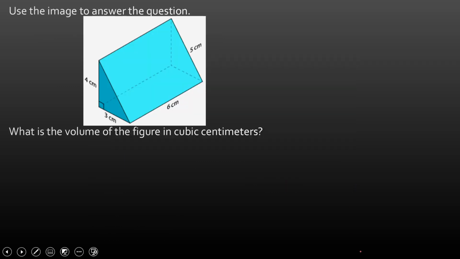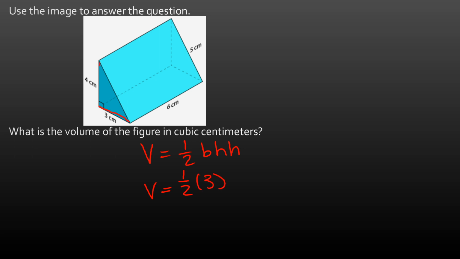Alright, so here I want to know what's the volume of this figure. Well, I know that my volume formula for a triangular prism is 1/2 base times height times height. I would also always suggest writing out this formula when you are doing these problems, okay? Because the more you write it, the more you remember it, so it'll make solving these a little bit faster. Okay, so I have 1/2. My base here is 3. My height is 4. And my other height is going to be 6.